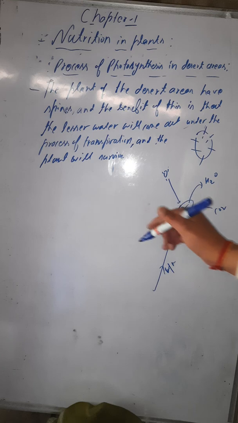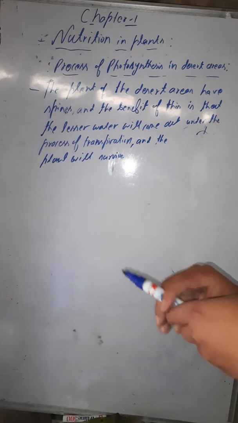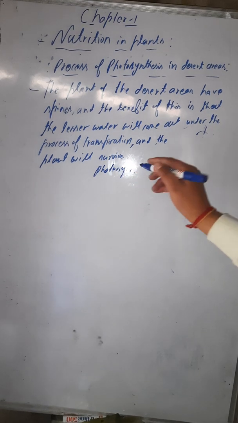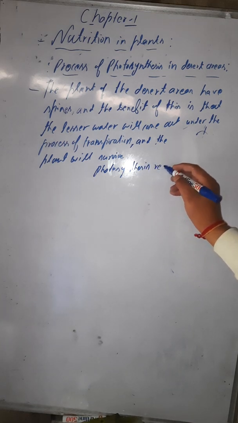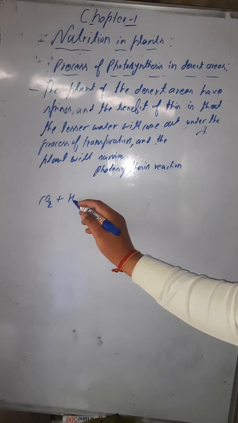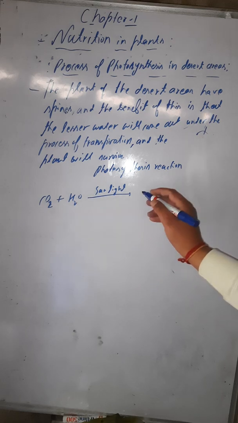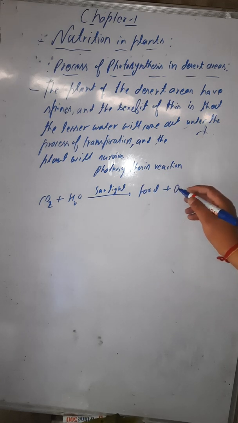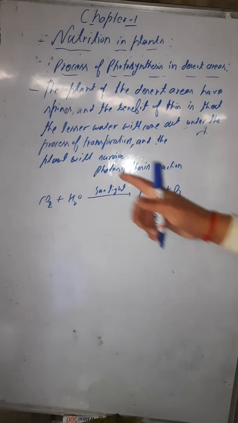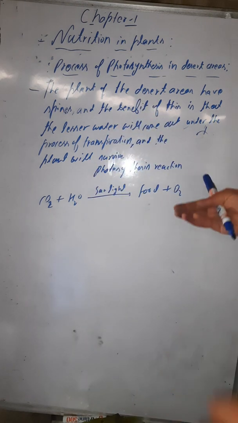Are you getting this? So what would be the reaction of photosynthesis in the desert area? For the desert area, the photosynthesis reaction would be like this. First they will take carbon dioxide from the atmosphere, and the roots will provide water, and in the presence of sunlight they will make food. And what will they give out now? They will give oxygen. They will not give water. The plants in the desert area will not give water, but the other plants will give out water also under the process of transpiration.